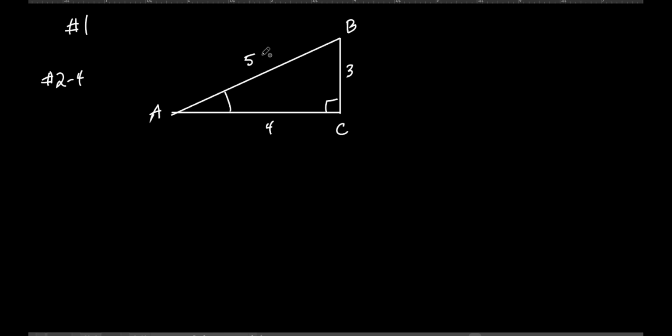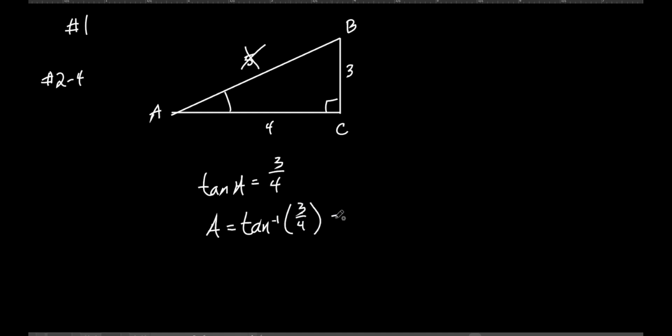All right, so let's not use this side. Let's use the other two sides. What trig function would you use? The tangent. Very good. It's opposite over adjacent. So the tangent of A is equal to the opposite over the adjacent. Now, this is what we did yesterday. So A equals what? The inverse tangent of 3/4. Put that into a calculator, and you get whatever you get. I don't know what it is. It doesn't matter. All right, you get that.